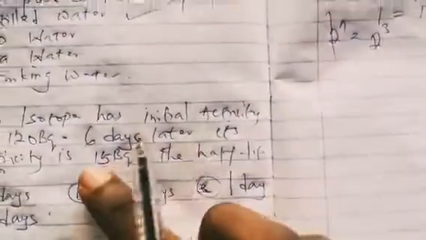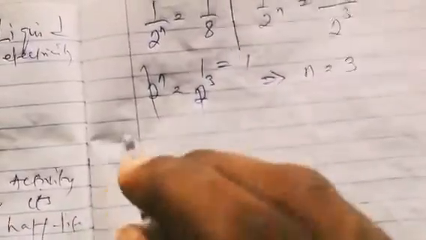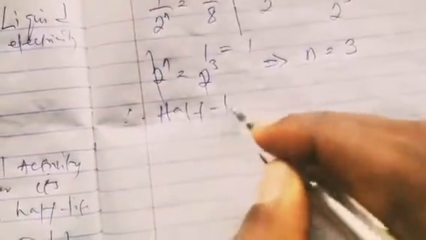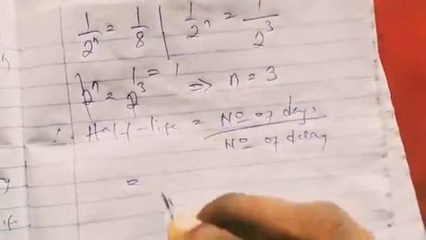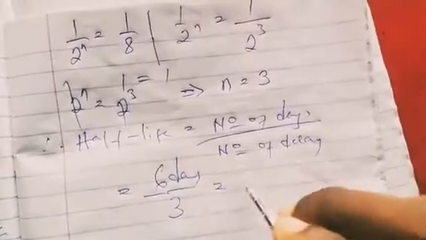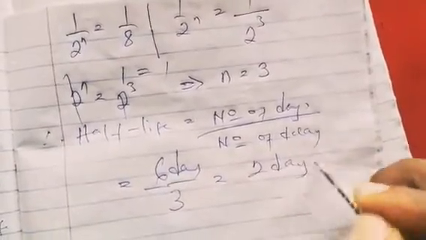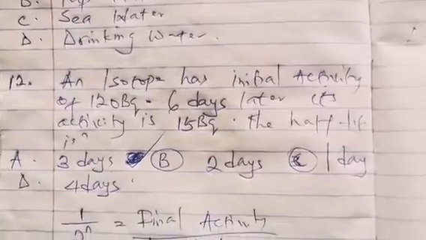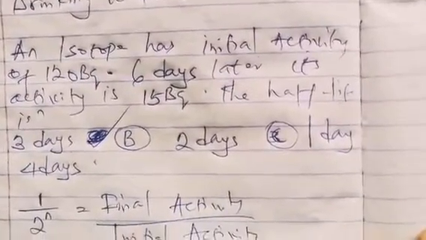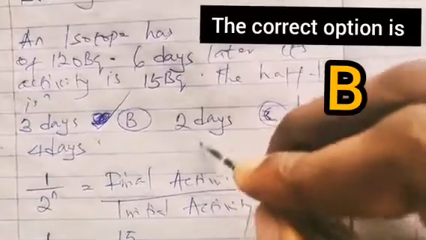But this is not it. We are given that after 6 days its activity is 15. Therefore the half-life is actually number of days all over number of decays. And this is equal to, number of days was given as 6 days, number of decays is actually 3. So the half-life is 6 divided by 3, which is 2 days. Okay, all right, so if you look at the options, option B is 2 days, so the correct option is option B, 2 days.